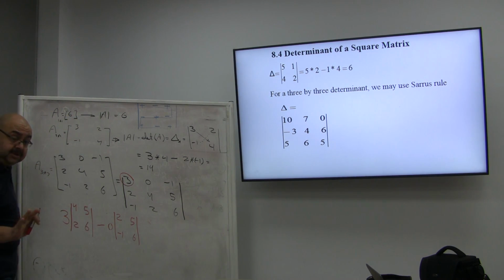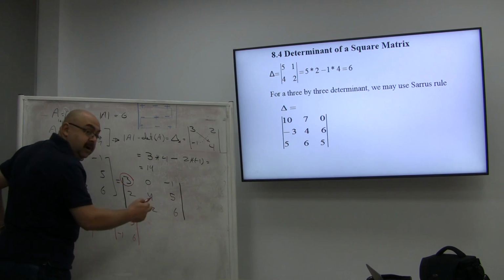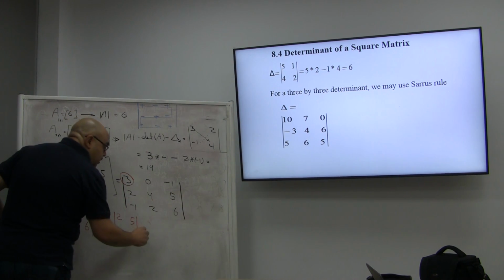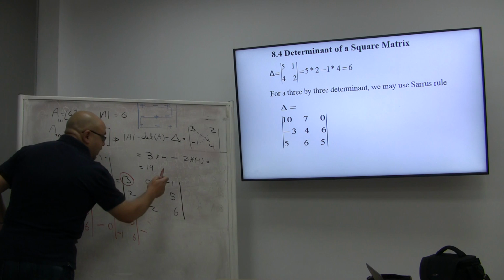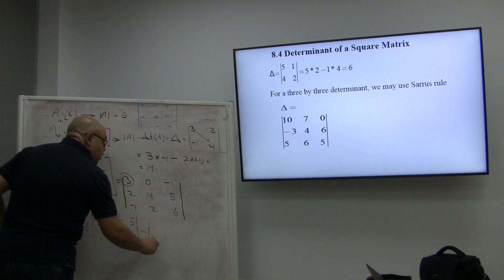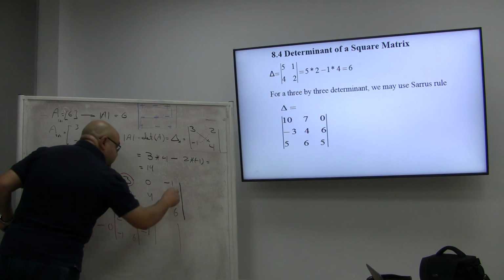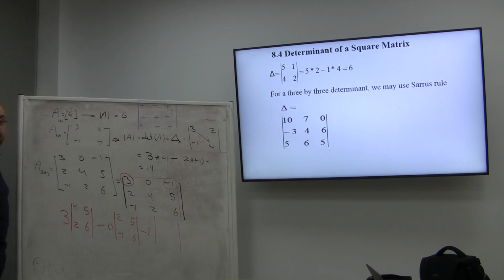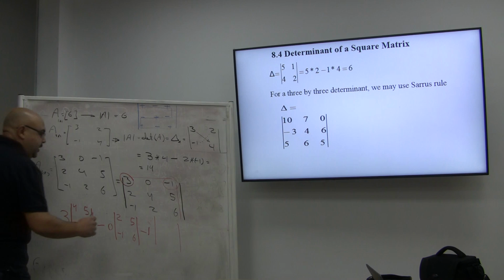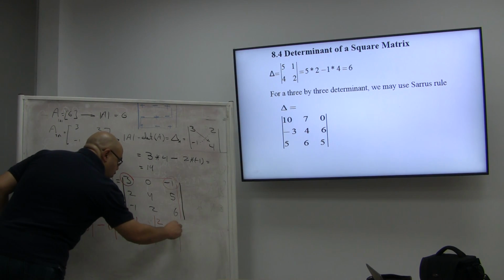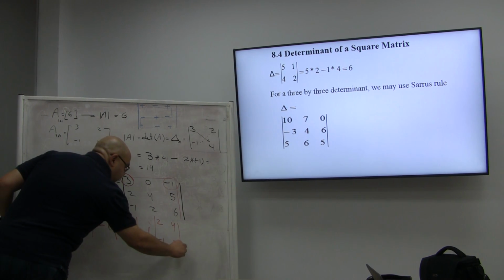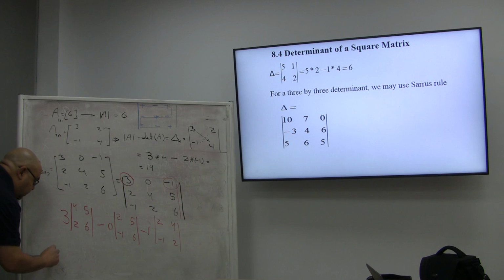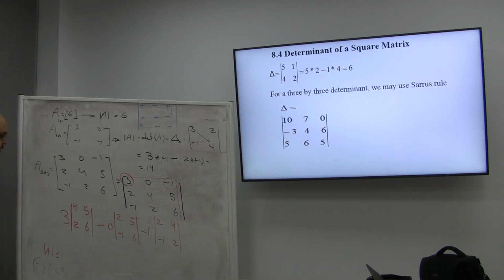In a similar manner, I will go for the number after that, which has a positive sign, and it is negative 1. Then I will eliminate, in the same way, the row and the column that intersect this number, and the rest will be 2, 4, negative 1, and 2. Then I will start evaluating the value of this determinant.